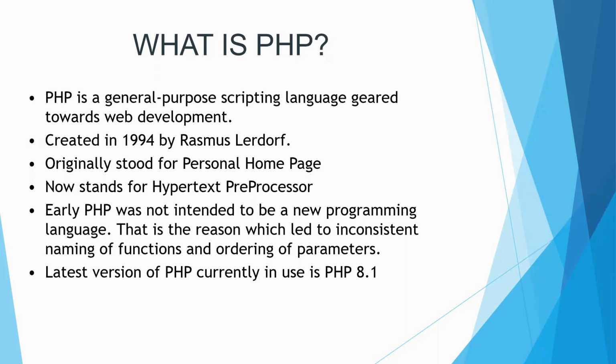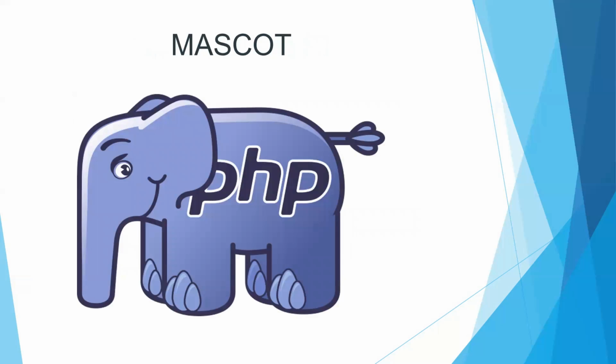The latest version of PHP currently in use is PHP 8.1, to be precise 8.1.4. The latest version is used to remove the bugs which were there in the previous versions. So let's go to the next slide. You can see the mascot of PHP. It is universally accepted: the elephant, with PHP written upon it.